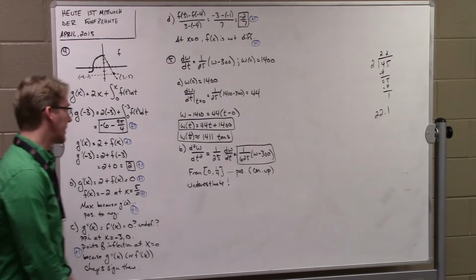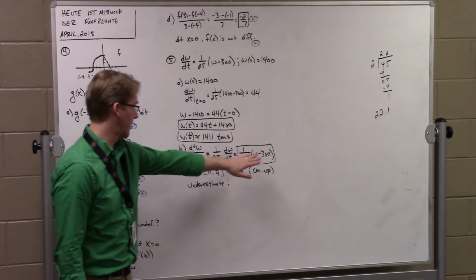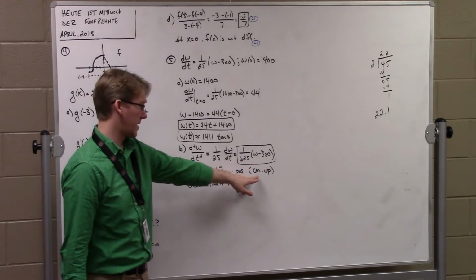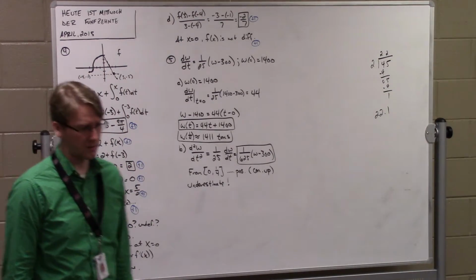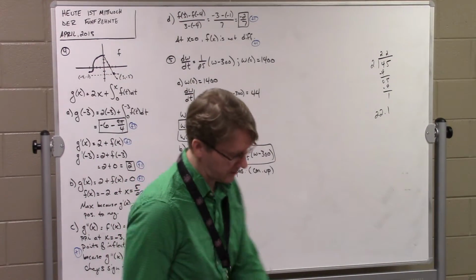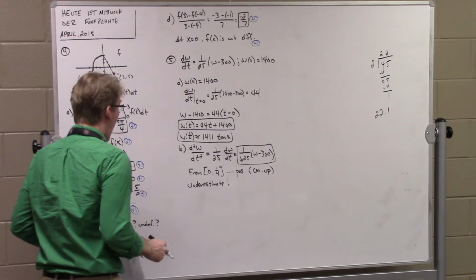Okay. You would need to show in this one, the second derivative, you would need to say something about it being positive, which makes it concave up, then you need to draw a conclusion based on that. So ours is an underestimate. Part C.